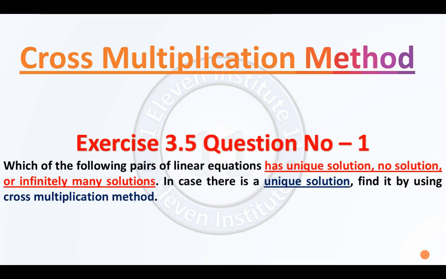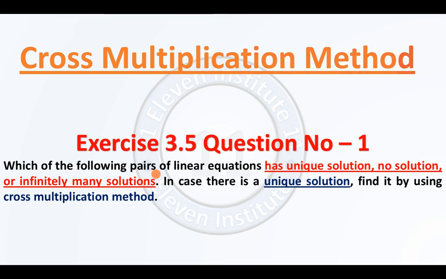For the cross multiplication method we have exercise 3.5. I would like to make clear that we have completed everything up to exercise 3.4. In exercise 3.5 we have already completed question number 2, and today we will start with question number 1. Right, so what is question number 1? Let us read it out.